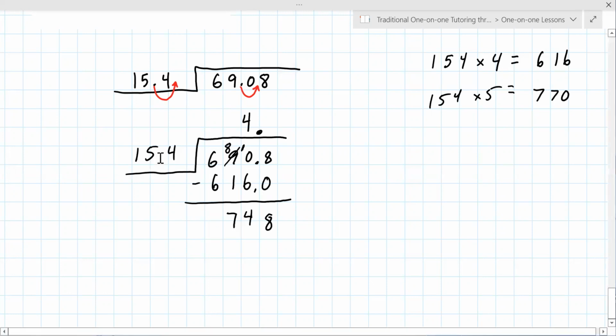So now you restart. You ask yourself, how many times does 154 go into 748? It'll go in 4 times again. Yes, perfect. So that's 616, and then we subtract, and then you can bring down the 0 when we're done. So it's 0, 2, 3, 1, 1,320.